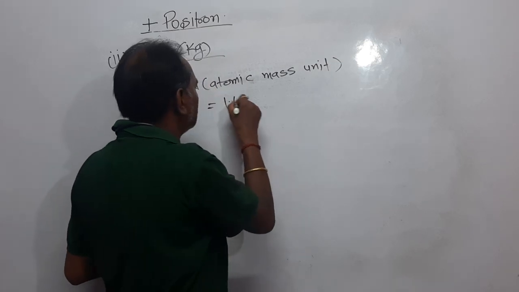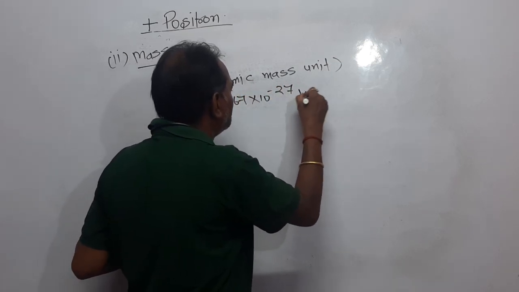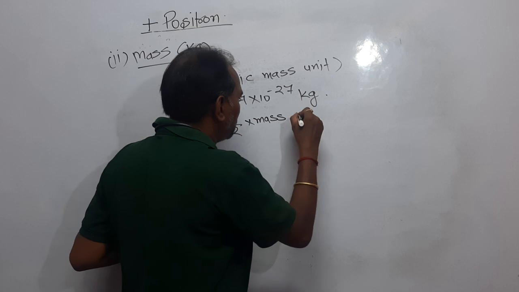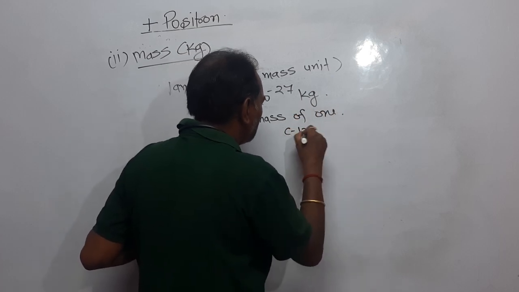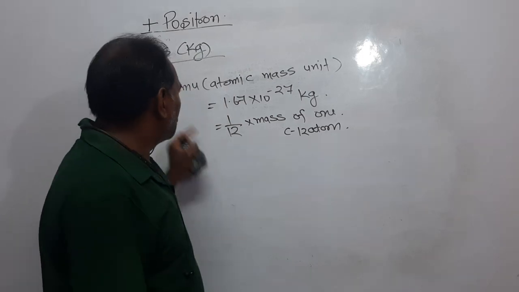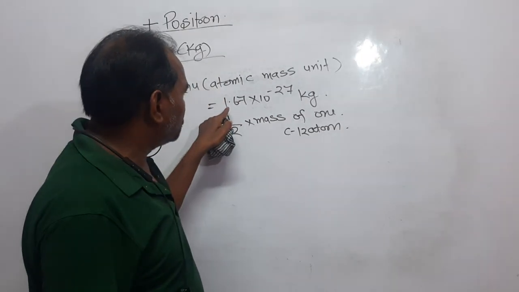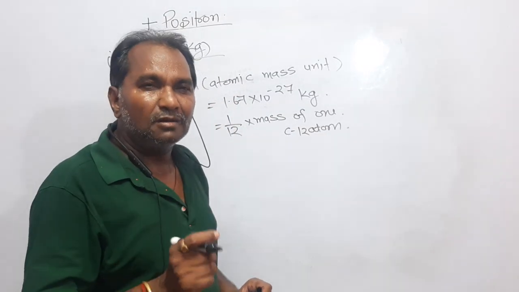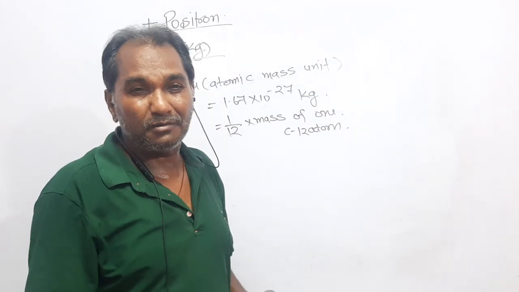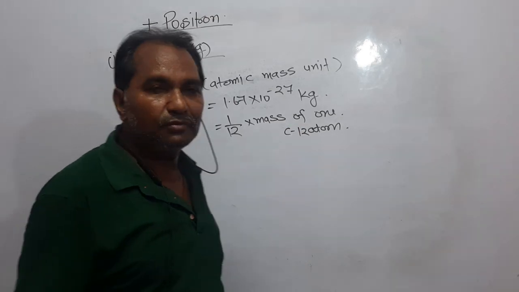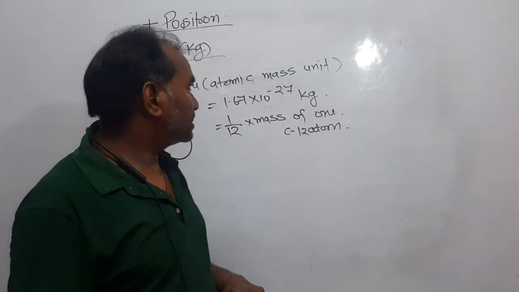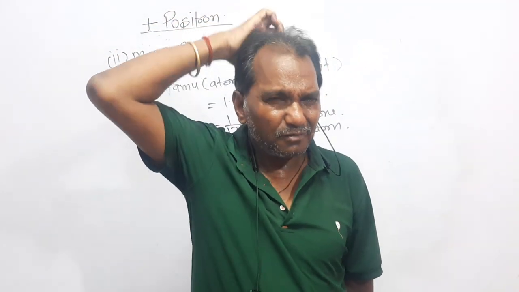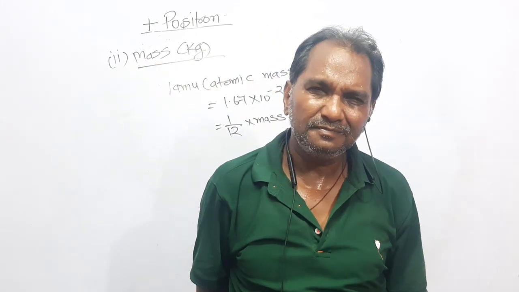And that works out to be 1.67 into 10 raised to the power minus 27 kg. And what is that? This is 1 by 12 of the mass of 1 carbon 12 atom. This works out to be 1 AMU, atomic mass unit, that works out to be 1.67 into 10 power minus 27 kg. That is 1 by 12 into the mass of 1 carbon 12 atom, divided by 12, that results into 1 AMU. I think the mass of Earth is nearly 10 power 25 or 27 kg.